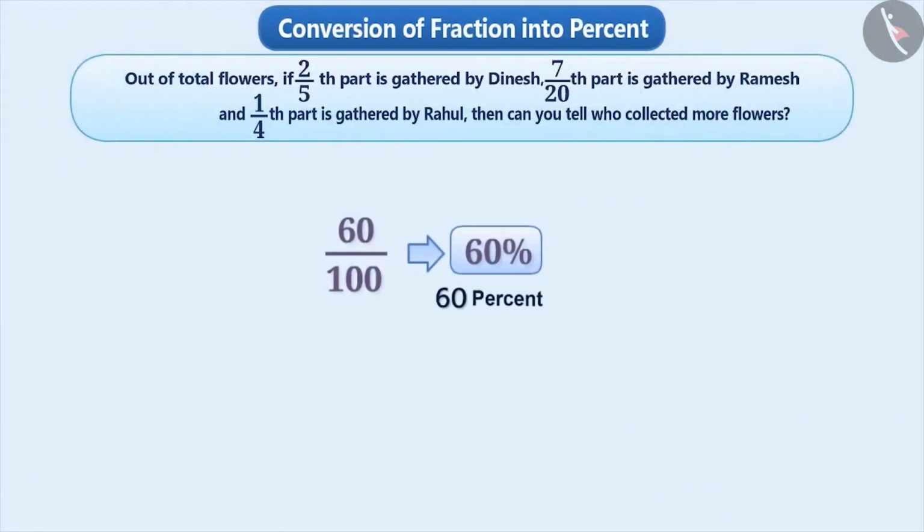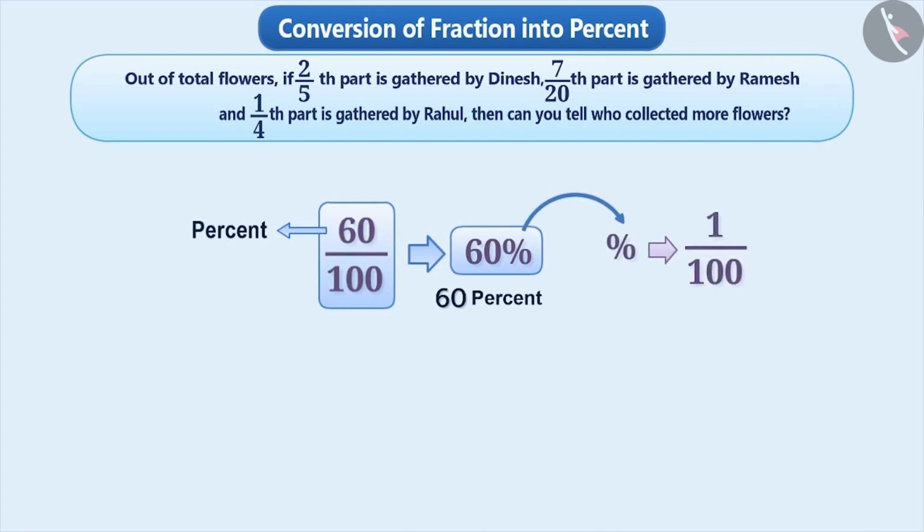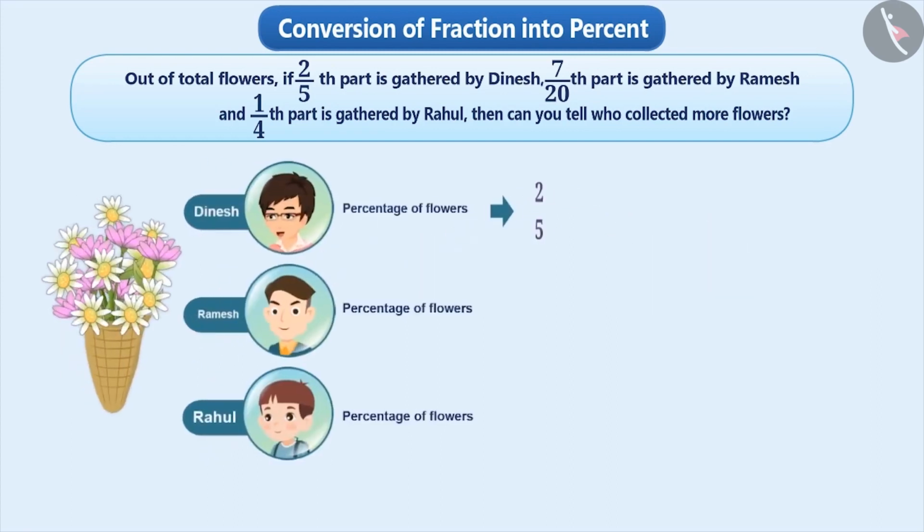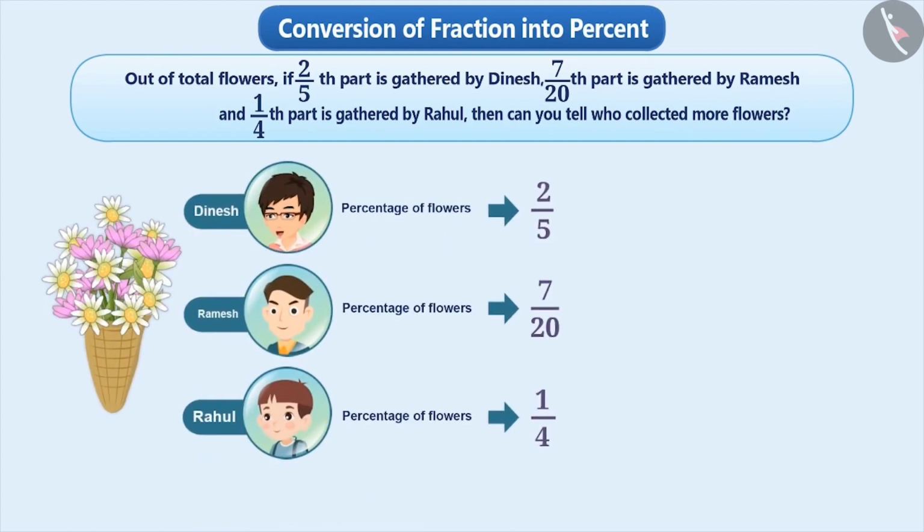In the previous video, we have understood the concept of percentage. Can you tell what is meant by percentage? Think for a while. You are right. Percentage is the numerator of a fraction whose denominator is 100. To represent percentage, we use this sign, which means 1 by 100. Now let's find the percentage of 2 by 5, 7 by 20, and 1 by 4.